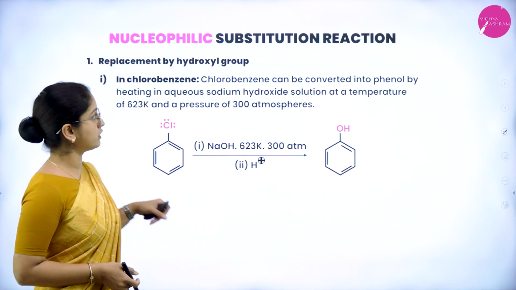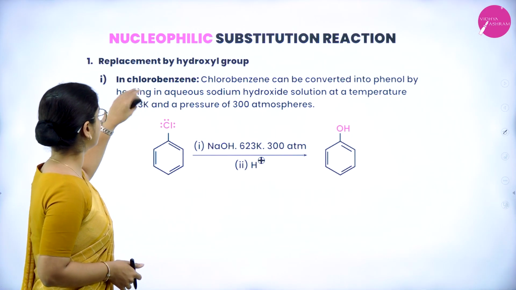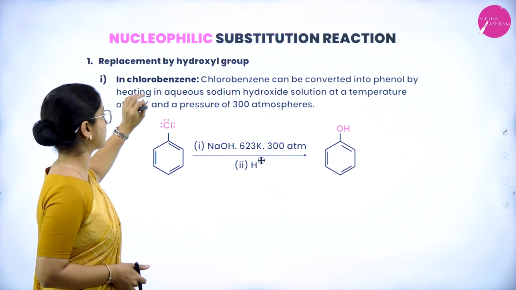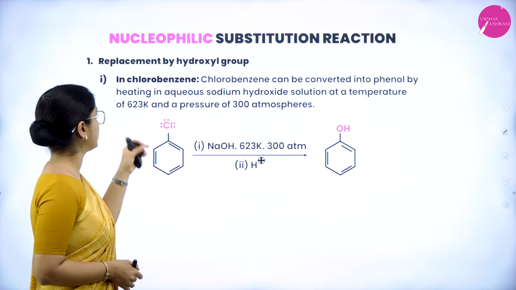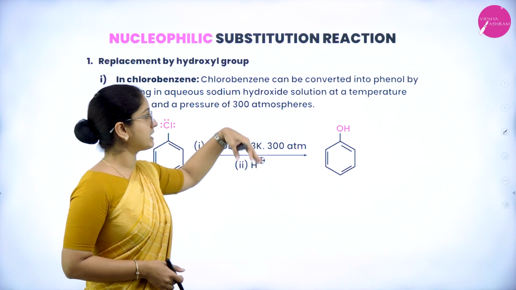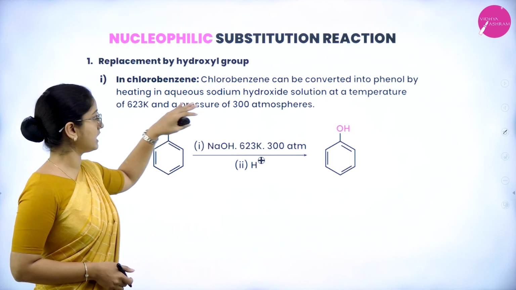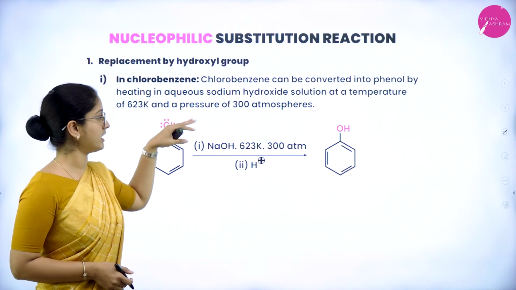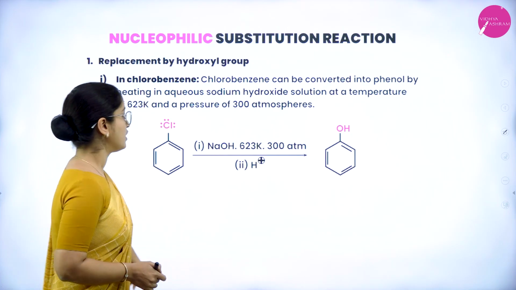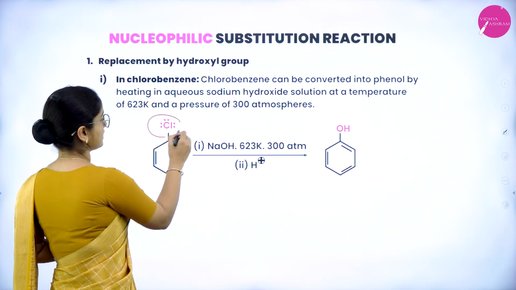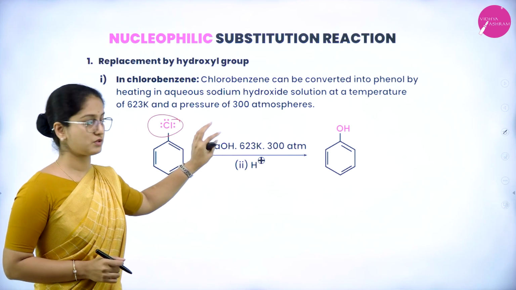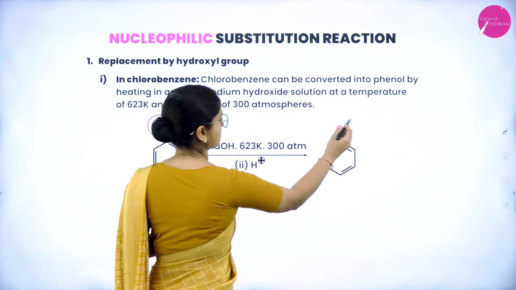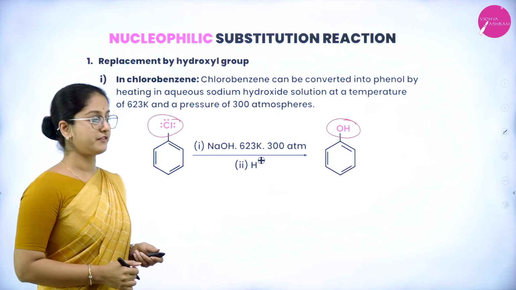So next is the nucleophilic substitution reaction. Here the first one that we can study is replacement by the hydroxyl group. The hydroxyl group is nothing but the OH group. Chlorobenzene can be converted into phenol by heating in aqueous sodium hydroxide solution at a temperature of 623 Kelvin and a pressure of 300 atmospheres. In this condition, chlorobenzene reacts with sodium hydroxide and the chlorine is replaced by the hydroxyl group, making it phenol.